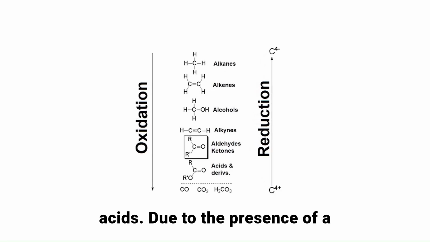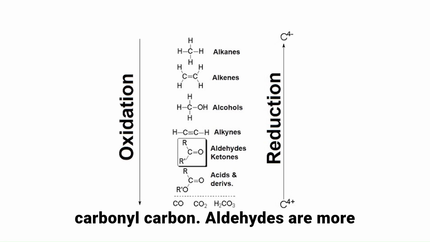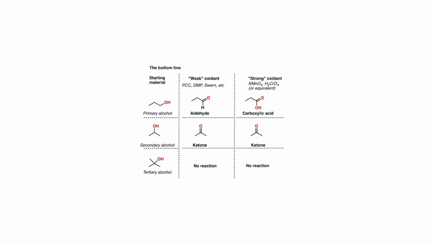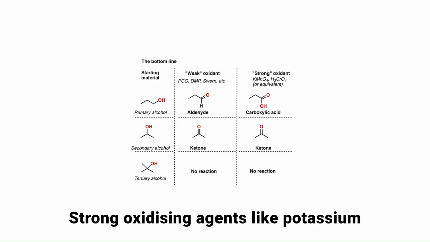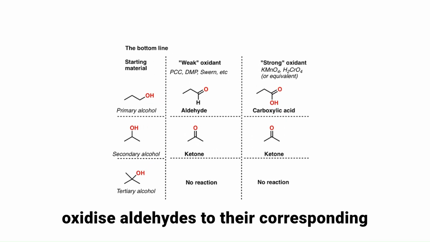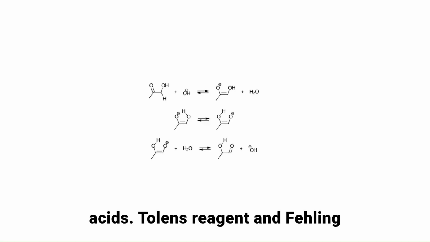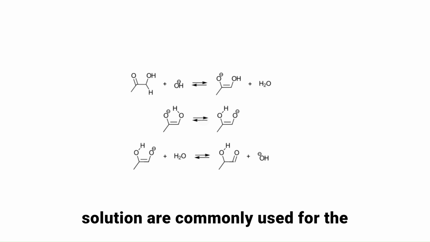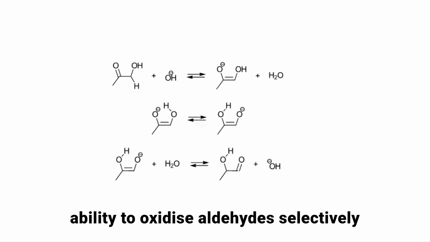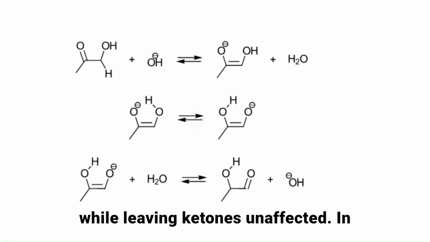On the other hand, oxidation reactions involve the conversion of aldehydes into carboxylic acids. Due to the presence of a hydrogen atom directly attached to the carbonyl carbon, aldehydes are more readily oxidized than ketones. Strong oxidizing agents like potassium permanganate or chromic acid efficiently oxidize aldehydes to their corresponding acids. Tollens reagent and Fehling's solution are commonly used for the detection of aldehydes due to their ability to oxidize aldehydes selectively while leaving ketones unaffected.